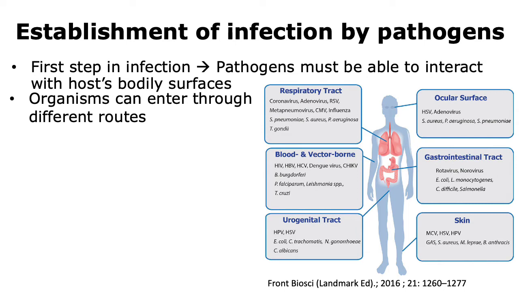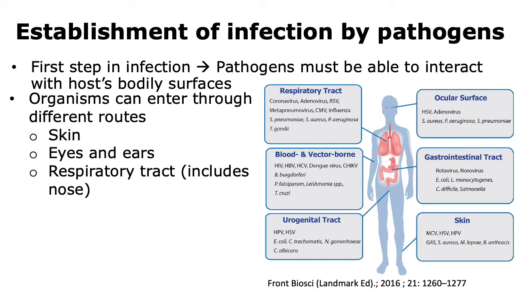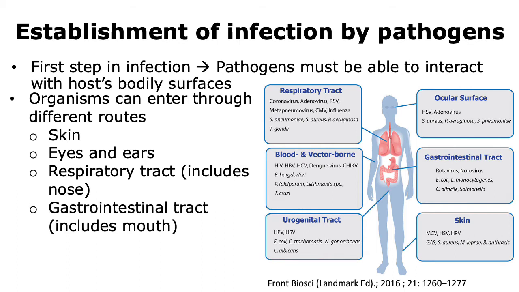So the first one we're going to look at is skin. Our whole body is covered by skin, and if there is any breach in the skin, that is a perfect way for a pathogen to enter into the host. Eyes and ears are also good routes of infection for pathogens. The nose, which leads to the respiratory tract, is also a very good way for a pathogen to enter the host. The gastrointestinal tract that includes the mouth is also an excellent way for pathogens to gain entry and interact with the host. Then we do have the urogenital tract.